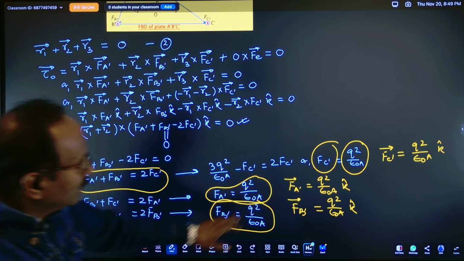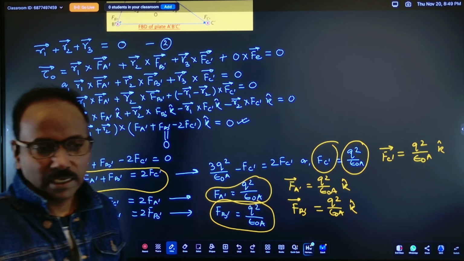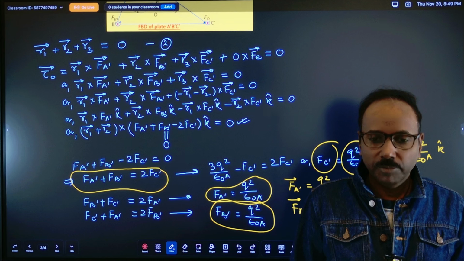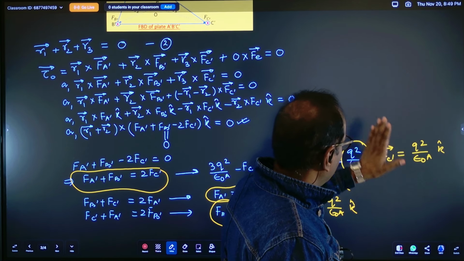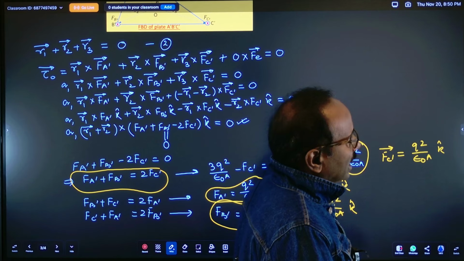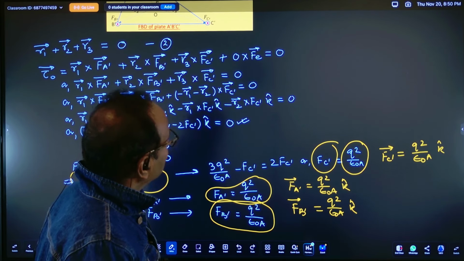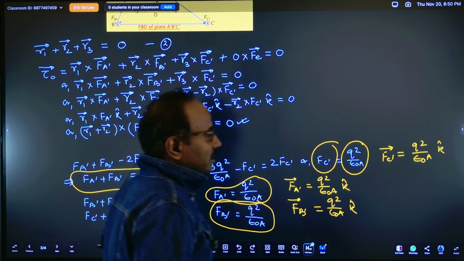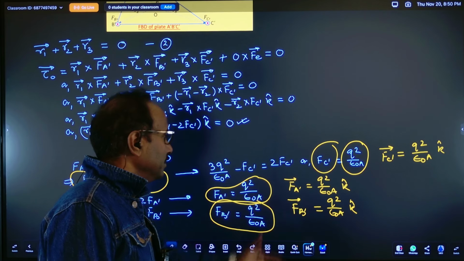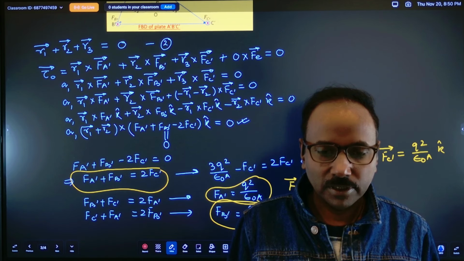So your answer should be like this. You should give the direction as well. A k unit vector you have given the name. So better you should write that your Fc prime will be q square by epsilon naught A acting inward, acting inward and perpendicular to the plane of A prime, B prime, C prime. Same way for Fa prime and Fb prime. So hopefully you understood the concept.